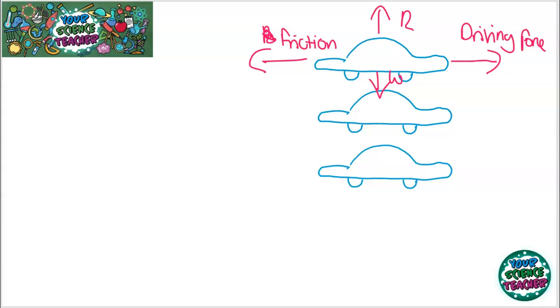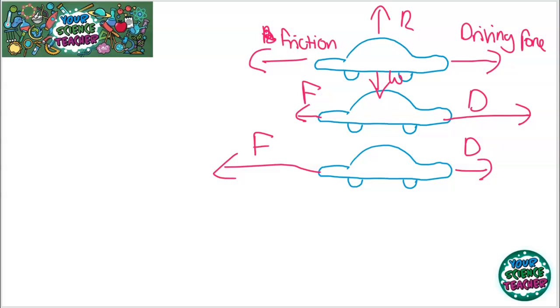However, cars don't always move at a constant speed. Sometimes they speed up. Now, when a car is speeding up, the driving force is much larger than the friction. The reaction force and the weight stay the same. The only things that change are the driving force and the friction. Now, if that car wants to slow down, the opposite happens. The friction is now a lot larger than the driving force, and this will cause that car to slow down.